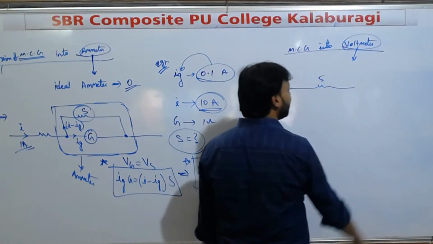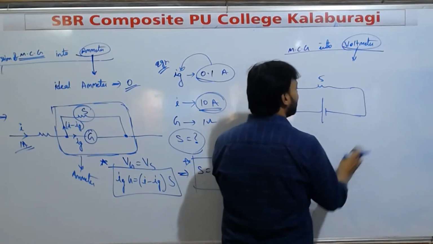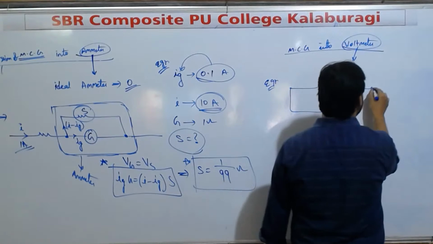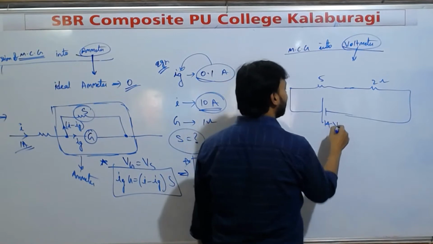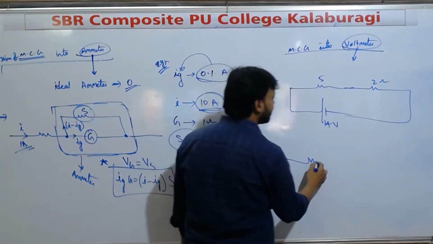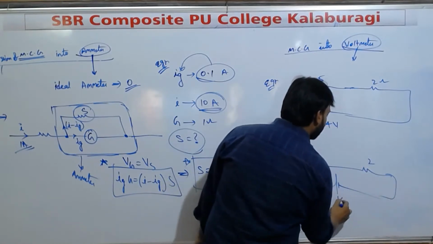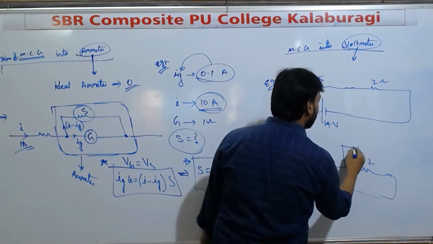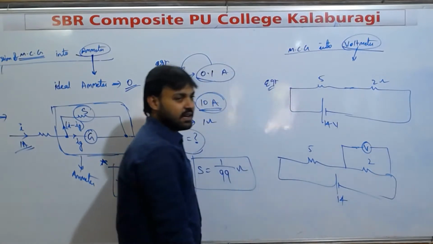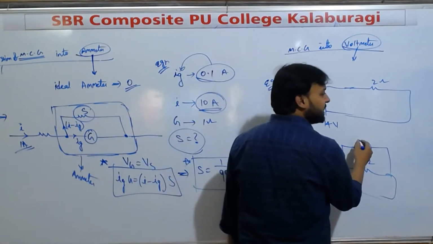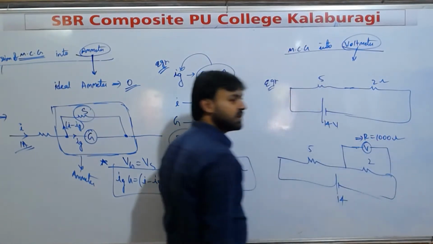A resistance of 5 ohms is connected to your battery, with resistances 2 and 14 ohms. How should a voltmeter be connected in the circuit? Always in parallel. So will the voltmeter resistance be there or not? Resistance will be there. Assume it as 1000 ohms.